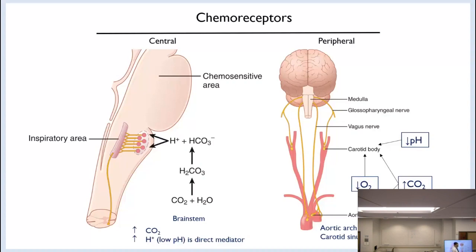These ones don't detect hydrogen ions, only these ones do. The vagus nerve is the one that carries information from the aortic body, while the glossopharyngeal carries it from the carotid body. And this has many applications in the future. If someone has a tachycardia, you give a carotid body massage. Which nerve carries the information? The glossopharyngeal nerve. Those are the things that are typically asked in questions.